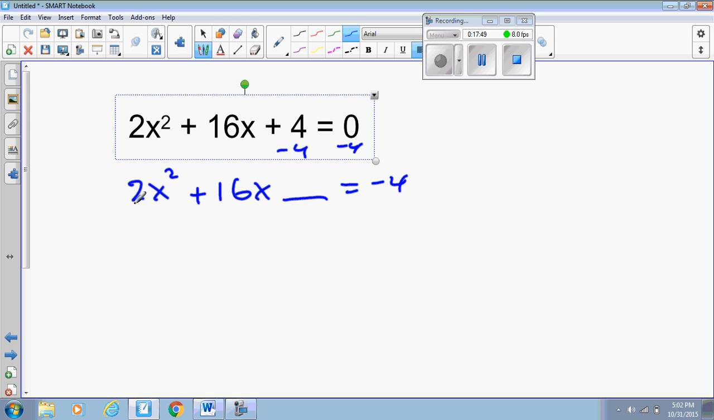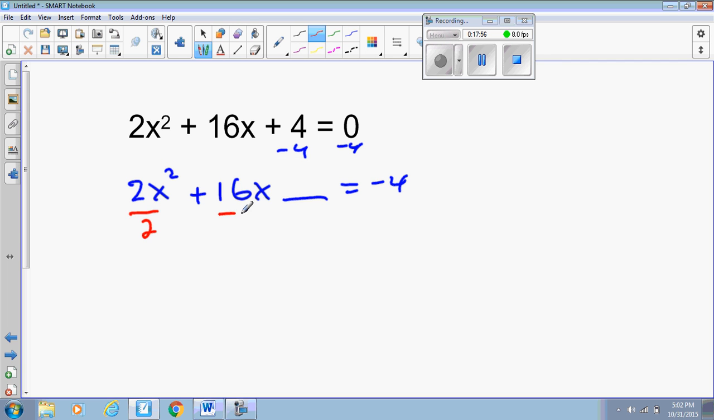So our method then would be to divide everything by 2. I'm going to divide this by 2, and this by 2, and this by 2. And it becomes x squared plus 16 divided by 2 is 8x, and leave a space, equals negative 4 divided by 2 is negative 2. And we've made it an easier problem. Now we go through the steps we had before. The goal in math always is to take the new problems and turn them into old problems.